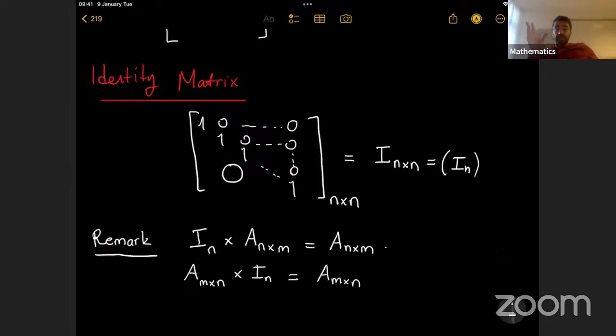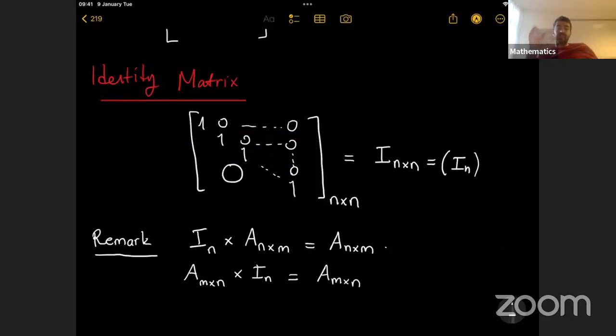By the way, matrix multiplication is not commutative. You cannot change the order, okay? First of all, the product may not be defined because of the dimensions. Even if it is defined, the product may not be the same as the original one, okay? So when you change the order in matrix multiplication, the resulting matrix will change most of the time, okay?